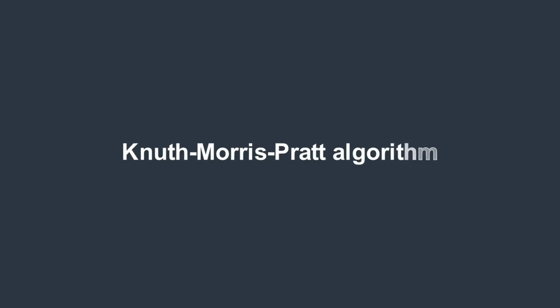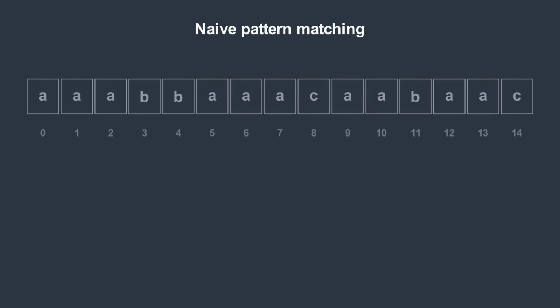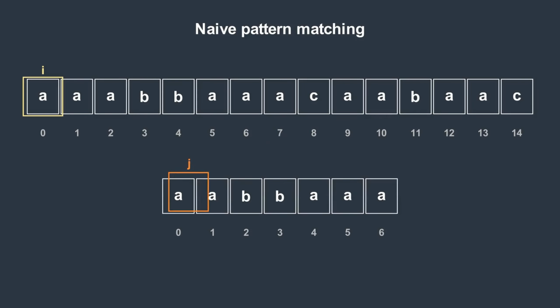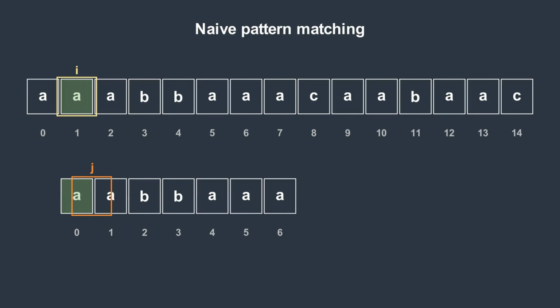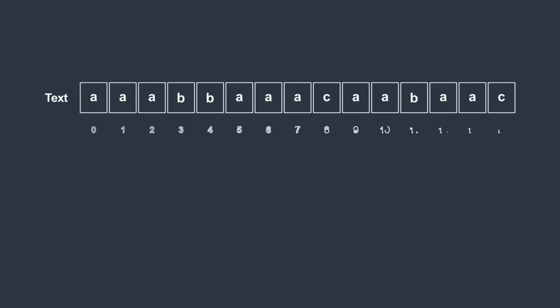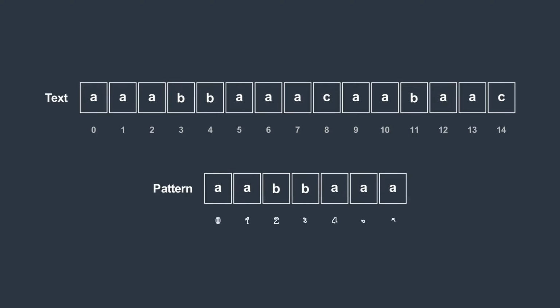Let me explain the Knuth-Morris-Pratt algorithm. The naive pattern matching algorithm iterates over the string, finds a matching character, and then starts another loop to check whether the pattern matches. But the Knuth-Morris-Pratt algorithm allows us to find the pattern with a single loop. I will use this text, and let's say we want to find this pattern.